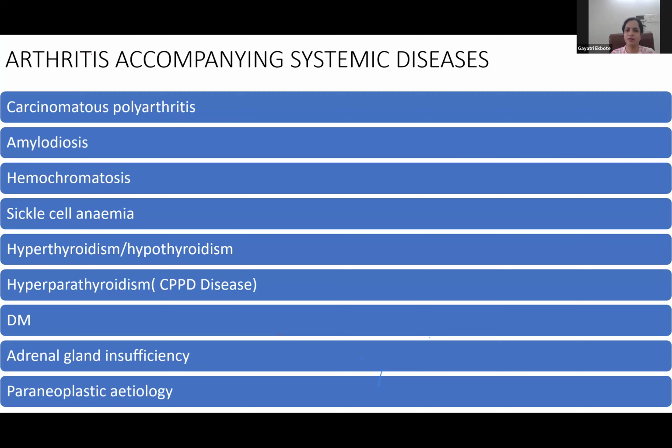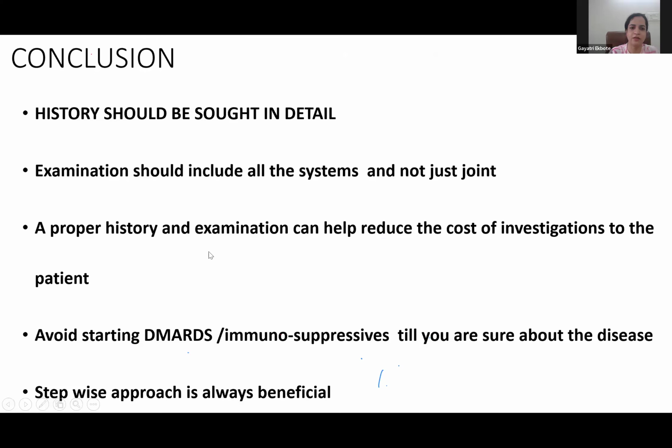So this is a miscellaneous slide. Arthritis accompanying systemic diseases. These are not really rare diseases, sorry. So thyroid diseases, diabetes, other paraneoplastic etiology, these things can also have inflammatory arthritis.